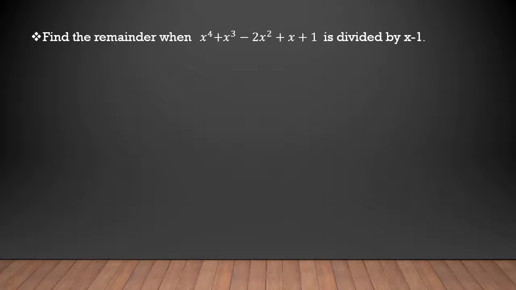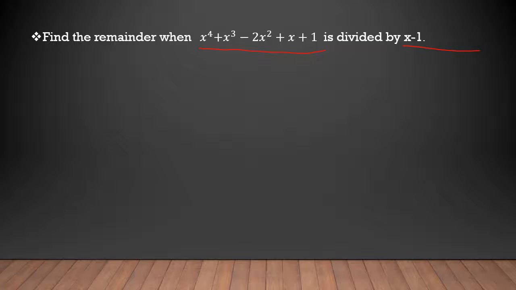We have to find the remainder when this term is divided by this term. There are various methods to find the remainder. The first method is long division. If you do long division, that will take so much time, and it is possible that you will make some error or mistake in the division. So we can use the remainder theorem, and with its help we can easily find the remainder.